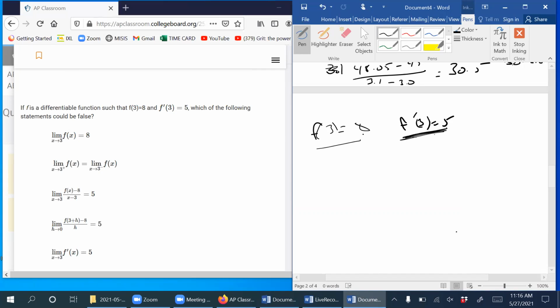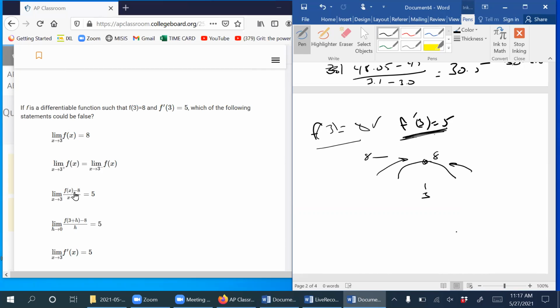So the first one is just saying that, let's give it a graph here. That's 8 and this is 3, okay? The limit exists from both sides. Well, if it's differentiable, we can say it's continuous. So this should go across like that, and it has to be 8. So we're going to say that is true because it's differentiable. If it's differentiable, it means it's continuous, but if it's continuous, it doesn't mean it's differentiable. If this is true, the left and the right side both agree. So the second answer here has to be true also.